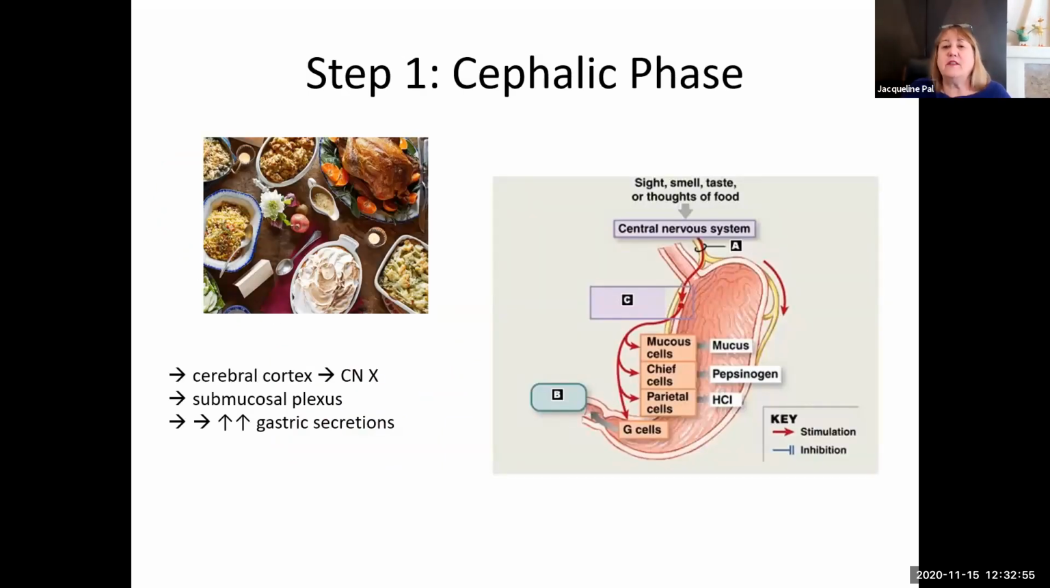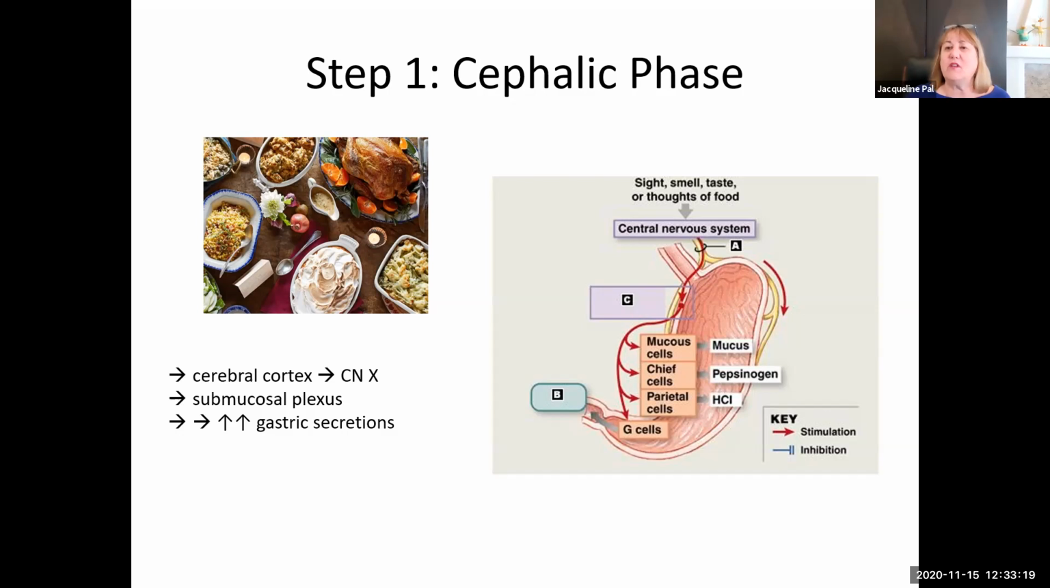The first phase is called the cephalic phase. So if you recall, cephalic means the head part. And so this is twofold. The first use of the word cephalic is just the sight of food, or thinking about food, or the smell of food, or tasting the food stimulates this. And where this affects is in the cerebrum, in the cerebral cortex.